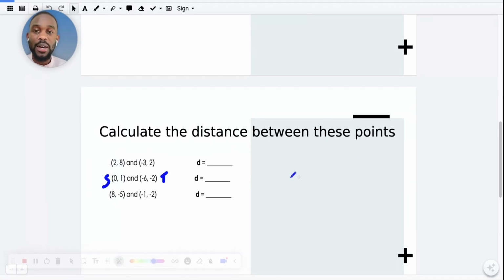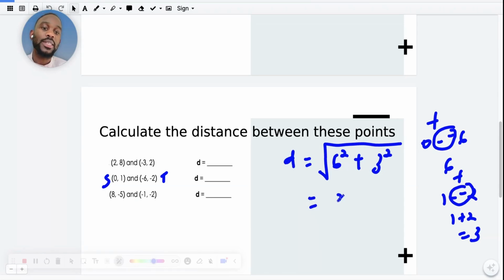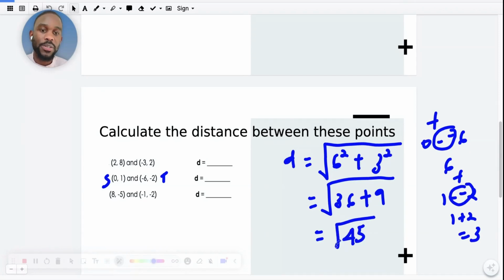Let's look at another example. I'll do the same thing. I'll subtract my x's. So 0 minus -6. This turns into a positive. So 1 plus 2, giving you a 3. So plus 3 squared. Don't forget the square root. 6 squared is 36. 3 squared is 9. And then 36 plus 9 gives me 45. So what's the square root of 45? This gives me 6.71. So that's the distance here, 6.71 units.